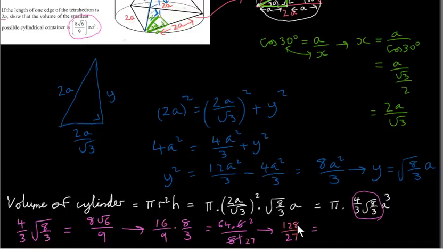16 times 8 is 128. 9 times 3 is 27. So that's what we have on the left hand side. And if we look at this number on the right hand side, we can divide 6 by 3 to get 2 and 81 by 3 to get 27. So we have 64 times 2, which is 128 over 27. So that shows that we can write the volume as 8 root 6 over 9 pi a cubed.